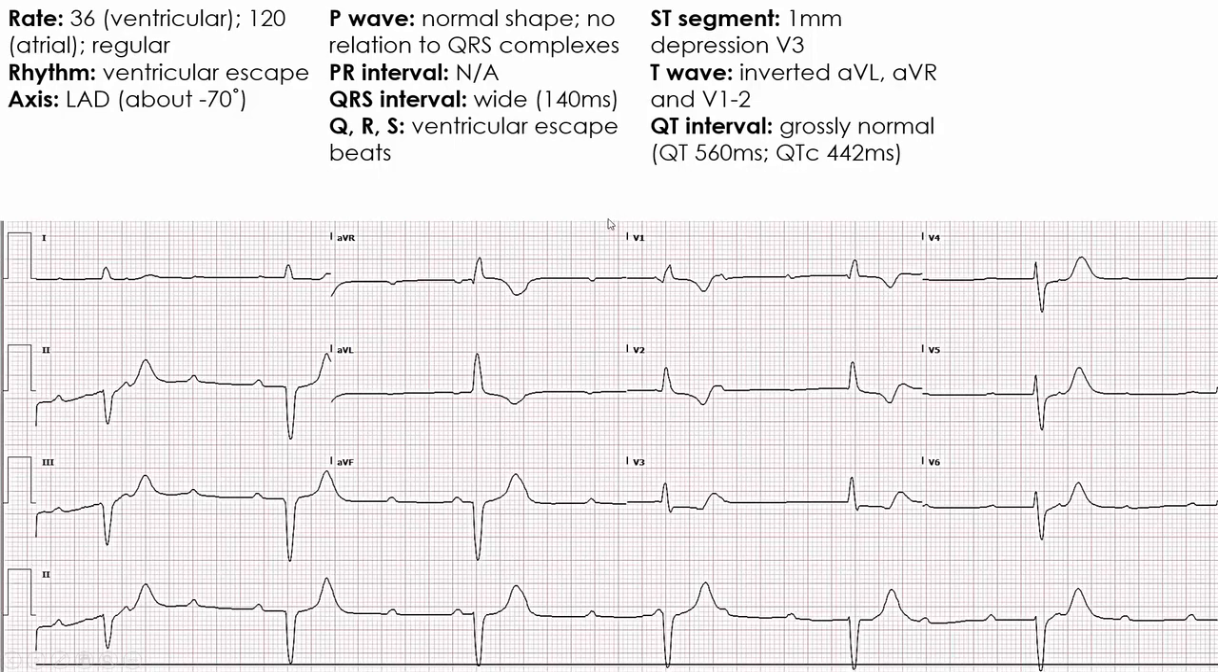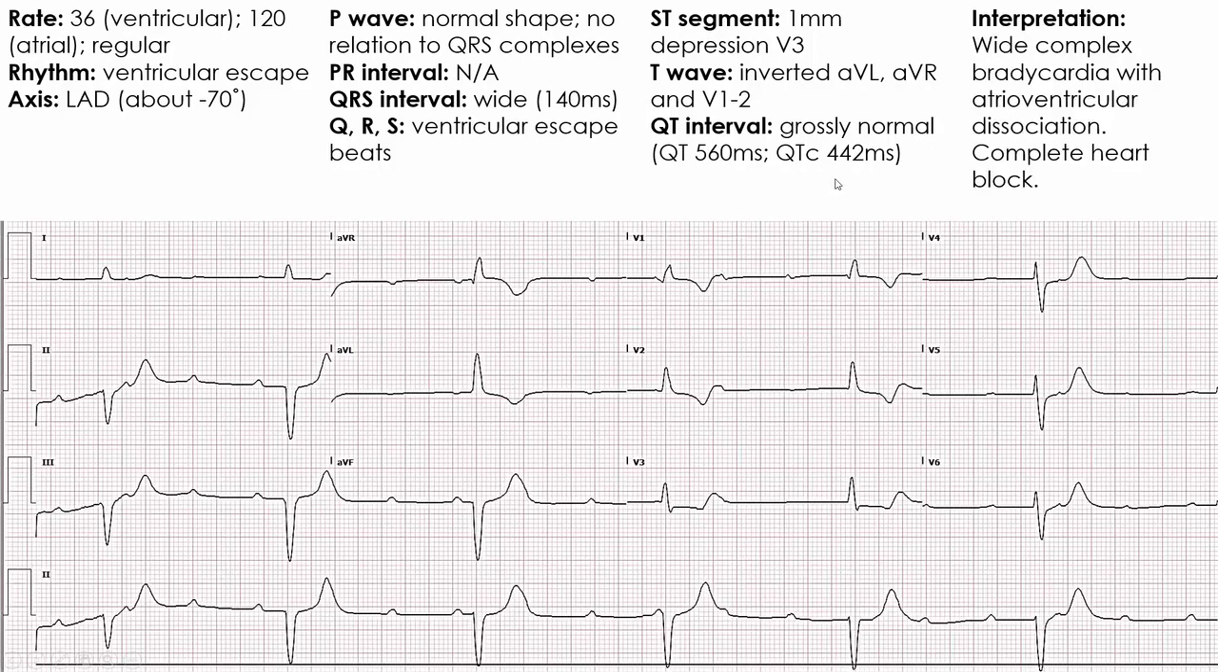There's inverted T waves in AVL, AVR, V1 and 2. The QT interval is grossly normal, given the heart rate. So it's 560 milliseconds, but once you correct it for the heart rate, 442. So that's probably okay. Alright, so interpretation, it's a wide complex bradycardia with an atrioventricular dissociation.